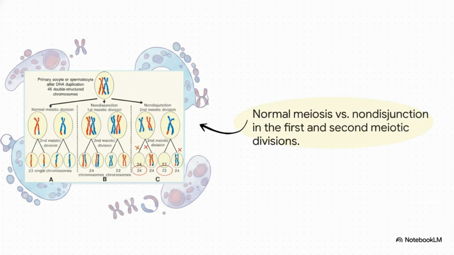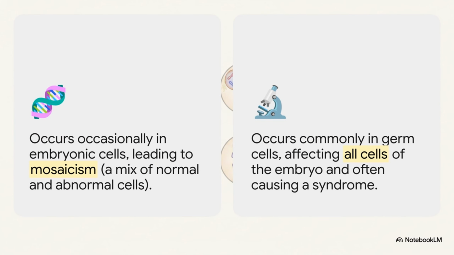Now look at panel C. Here, the error happens later, in meiosis II, when the sister chromatids fail to pull apart. The result this time? 2 normal gametes and 2 abnormal ones. Now, here's a really important clinical distinction.